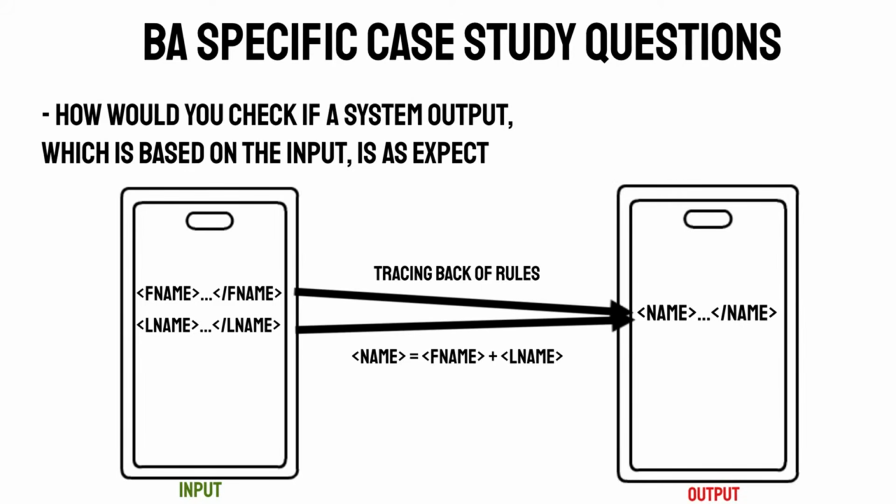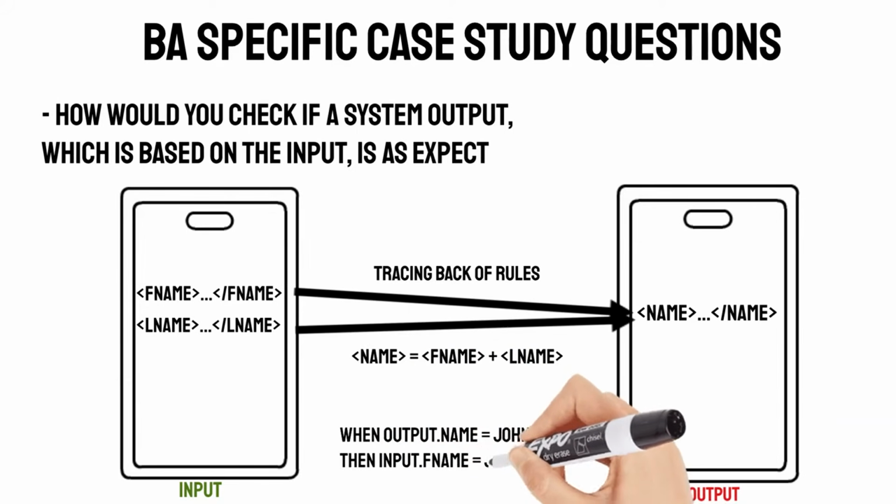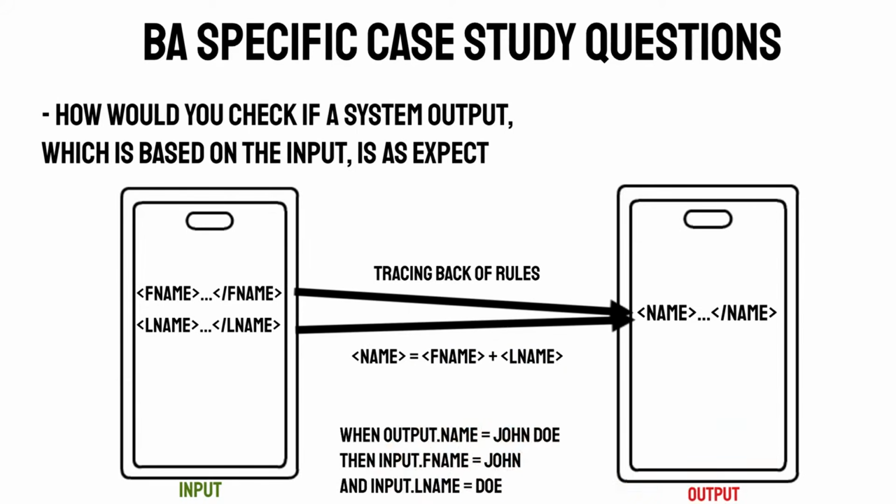If this is the case, I want to check each field of the output file to see if the rules are applied and can be mapped back to the input file. So for example, when output.name equals John Doe, then input.firstname equals John and input.lastname equals Doe. If this is the case, then this mapping is accurate and I have to go through all other fields too. If a field is not matching this rule, then I know that the output is not as expected and the test case is actually not passing.